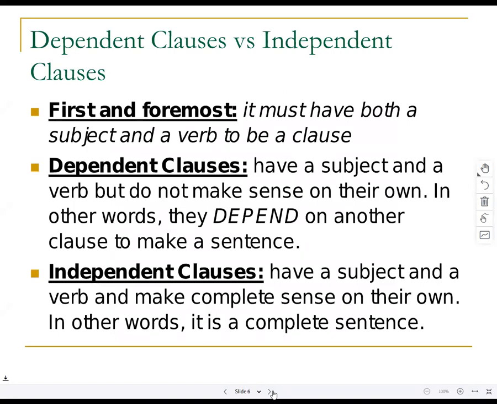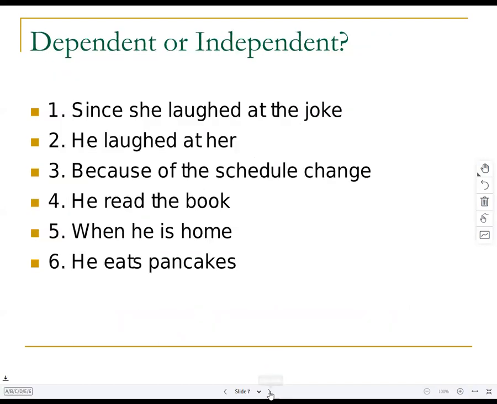Now, dependent clauses versus independent clauses. First and foremost, it must have both subject and a verb to be a clause. So a clause must have a subject and a verb. Dependent clauses are those clauses which are dependent on another clause in order to make the full sense. However, independent clauses are like complete sentences because they convey full meaning.